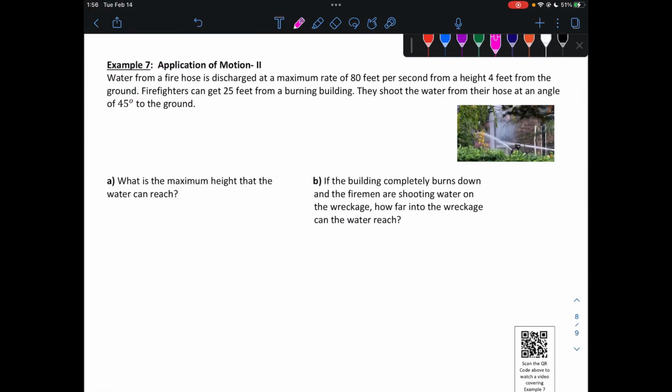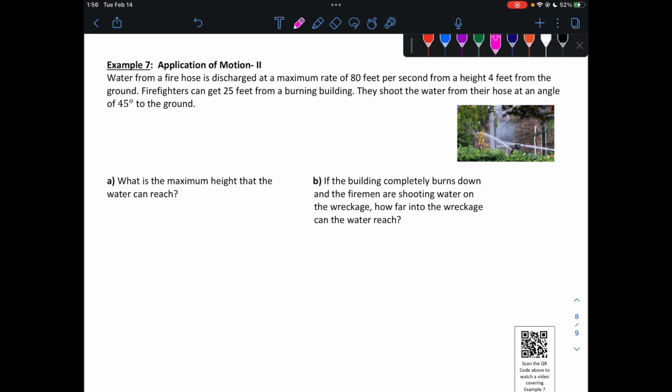All right, example 7, application of motion again. Water from a fire hose is discharged at a maximum rate of 80 feet per second from a height 4 feet from the ground. Firefighters can get 25 feet from a burning building. They shoot the water from their hose at an angle of 45 degrees to the ground. What is the maximum height the water can reach?